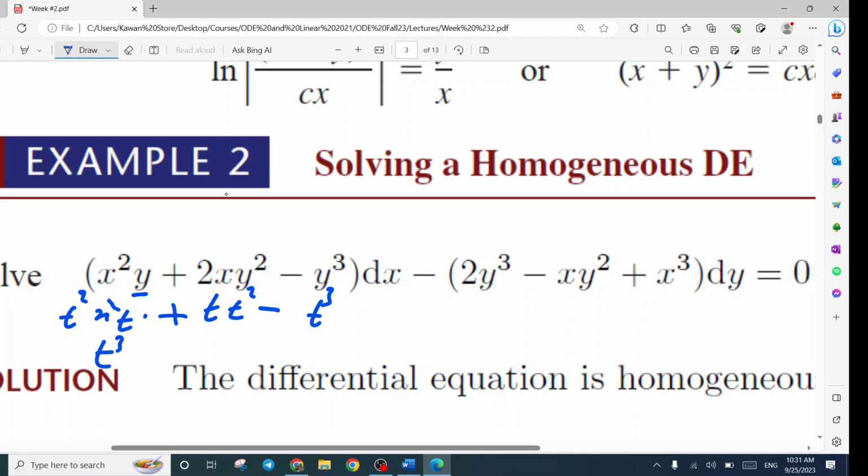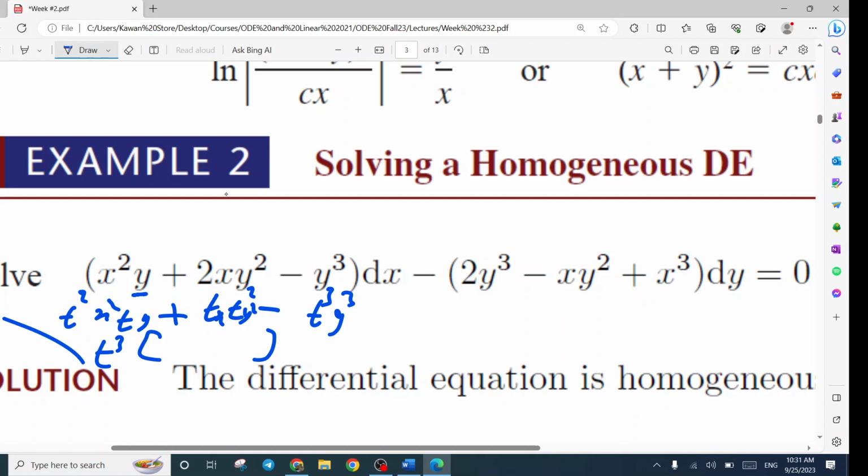Of course x y, and x and y square, and y cube. T square and t cube. Yes, t cube. Sorry. So it is homogeneous with the degree of 3.